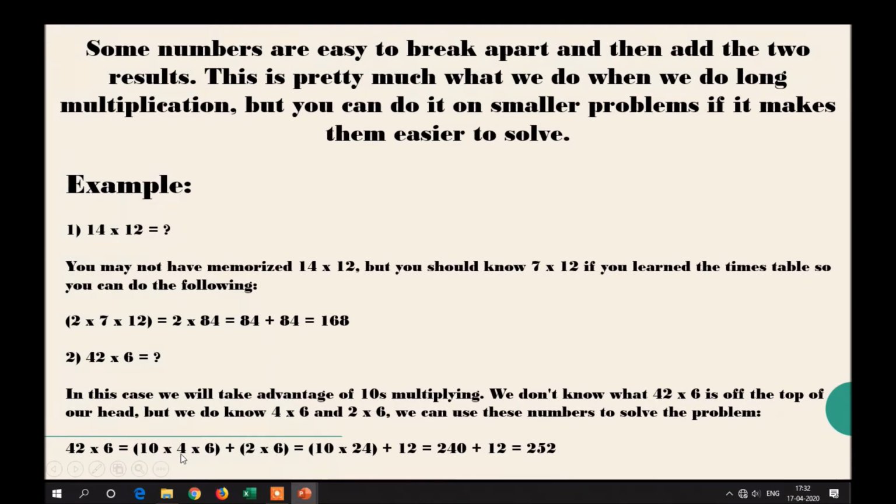So 4 into 6, that is 24. So 10 into 24, that is 240, and 2 into 6 is 12. So 240 plus 12, that is 252. You can know this if you know the timetables for the multiplication. Then you can easily solve these long multiplications by the tables.